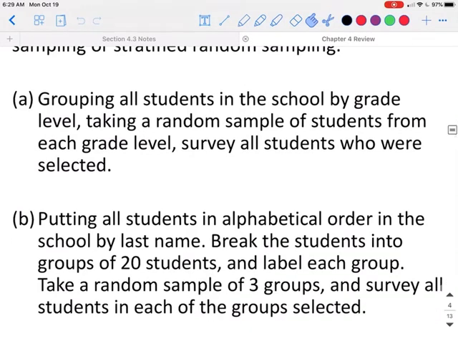Putting all students in the school in alphabetical order by last name. Breaking the students into groups of 20 students and labeling each group. Take a random sample of 3 groups and survey all students in each of the groups selected. Because we are breaking the students into groups that are representative of the entire population and then selecting whole groups to survey, this is an example of cluster sampling.